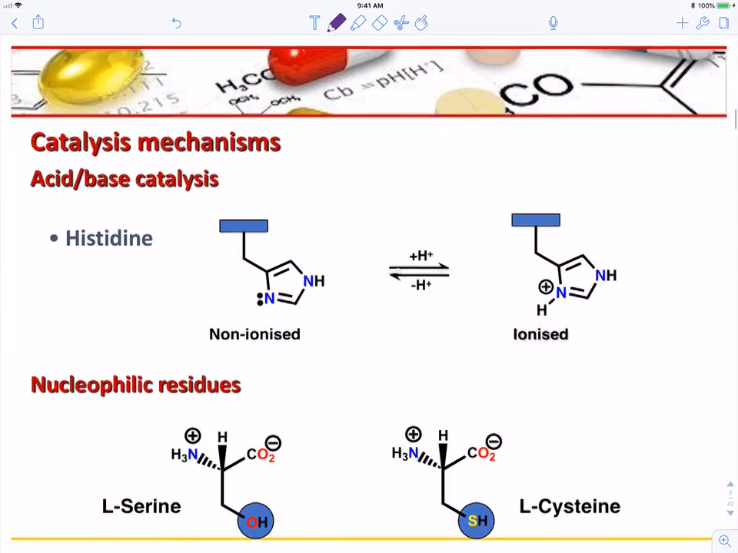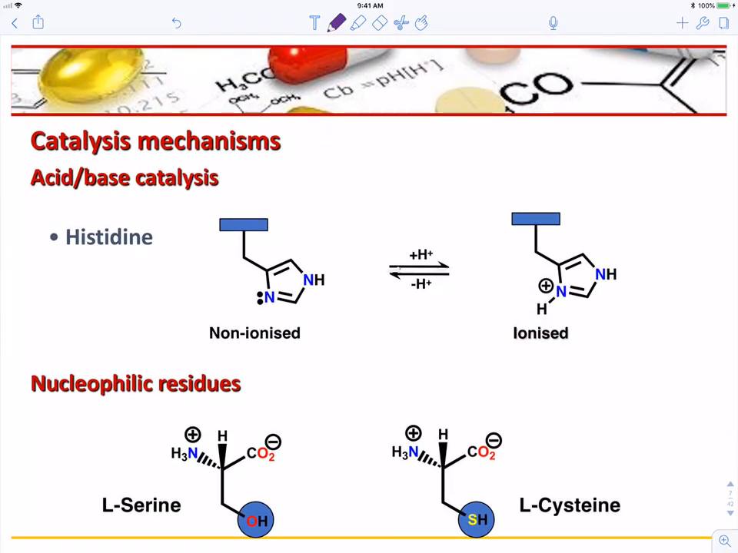So let's look at some examples of catalysis, and let's look at the role that a few amino acids can have in catalysis. This is an example of acid-base catalysis, and one residue that is often at the base of this type of catalysis is histidine. Histidine has two forms: the non-ionized form, which can act as a base, and the ionized form, which can act as an acid.